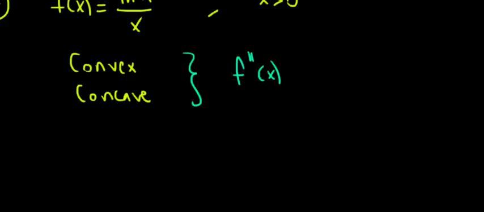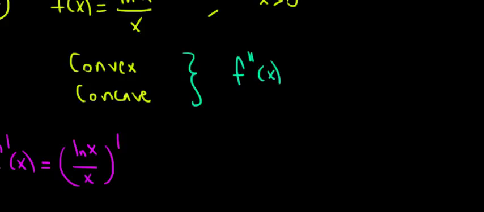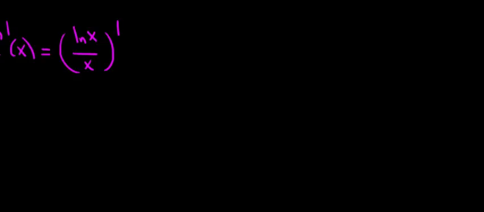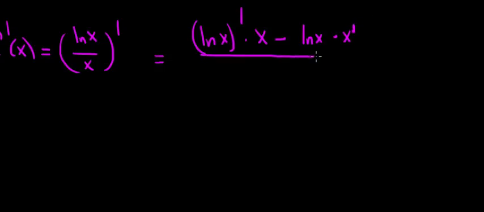So let's do that. First order derivative function. That's ln of x divided by x derivative. Alright, so we have a division, which means that we're going to use the quotient rule. What is ln of x divided by x derivative? That's the first term derivative times x minus ln of x times x derivative divided by x to the power of 2. Alright, what is ln of x derivative?